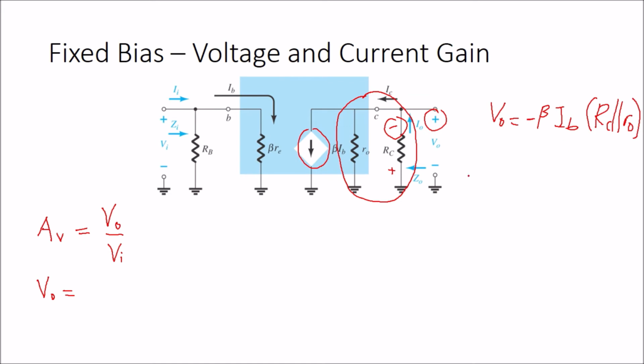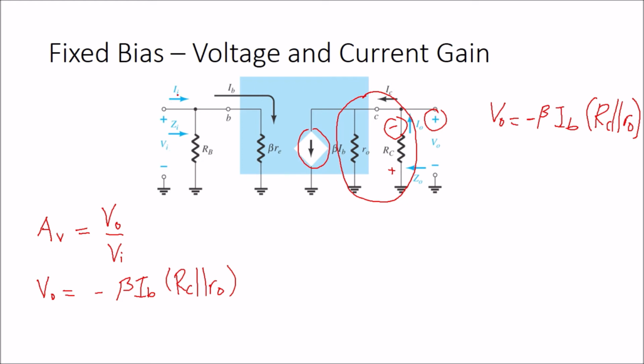Okay, this is V naught. The value here is beta IB times RC parallel with R naught. And then we have to find the value of V in.